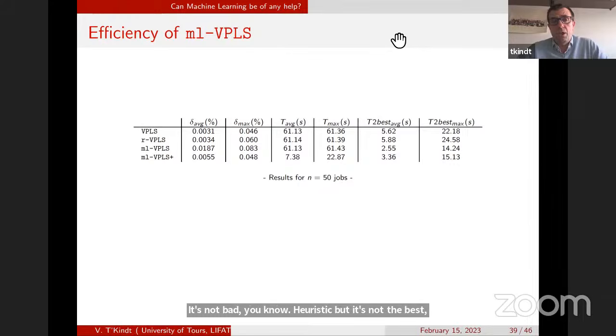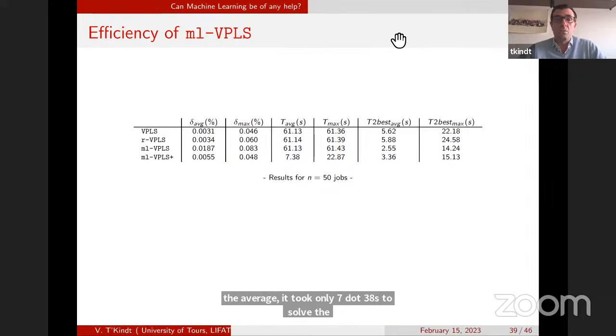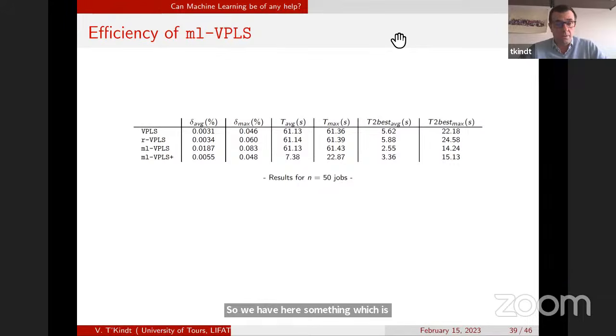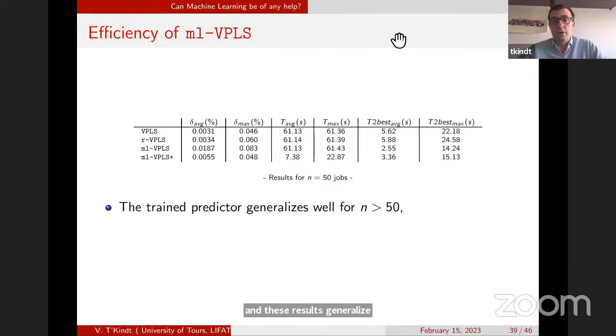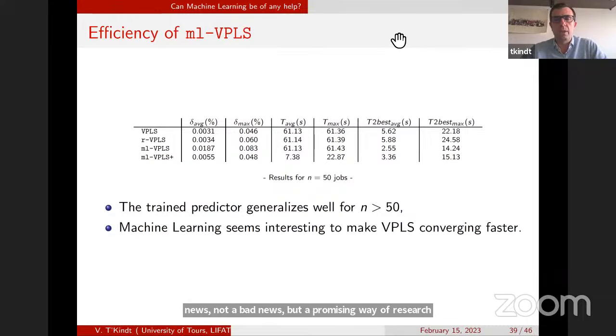And the last version, machine learning VPLS Plus, is very comparable in terms of efficiency to VPLS, but I think the advantage is that it is really fast. On average, it took only 7.38 seconds to solve the problem. So we have here something which is efficient and fast. And these results generalize quite well for higher values of n. So that's, I would say, not good news, not bad news, but a promising way of research. It's interesting to make the VPLS converge faster.